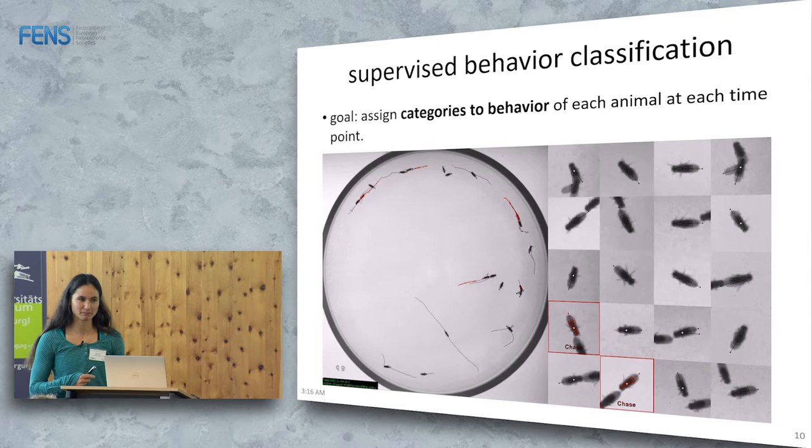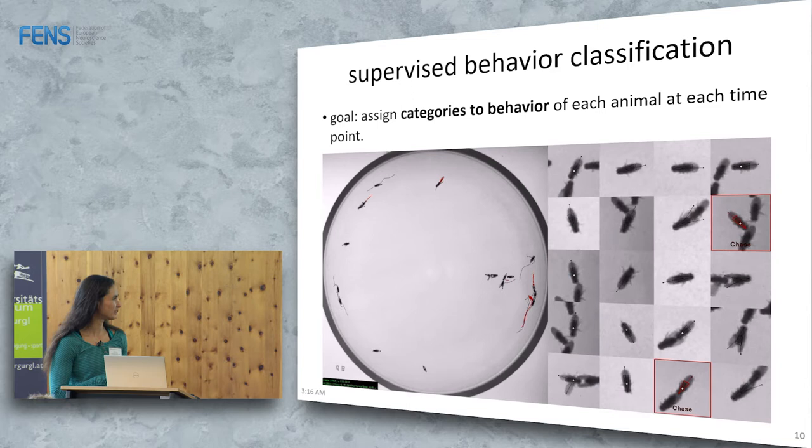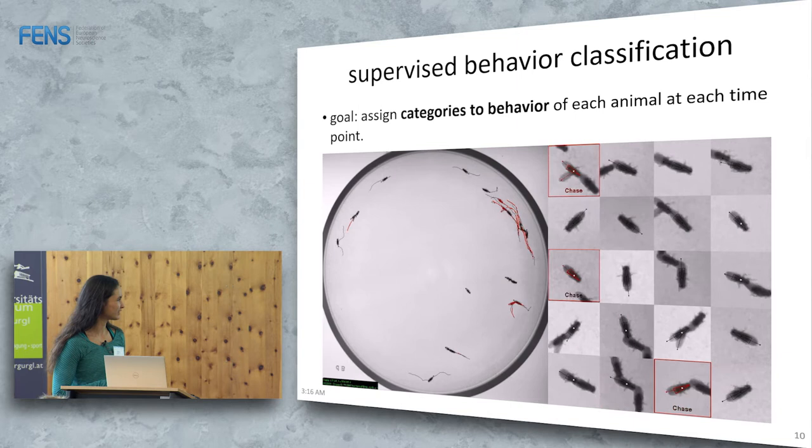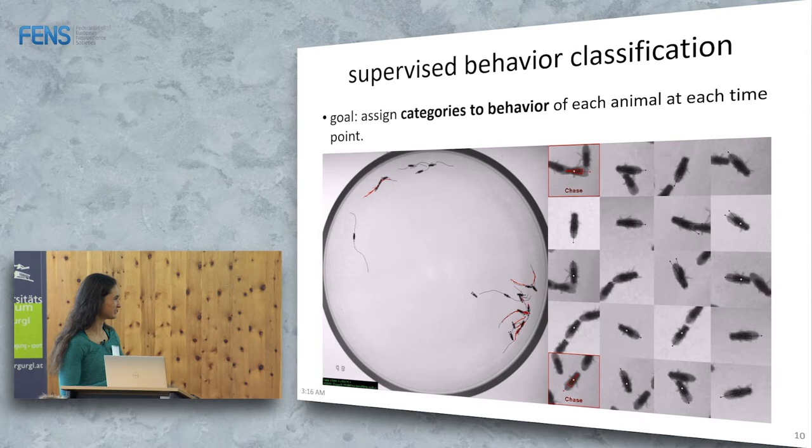And what it looks like, so these are 20 flies walking around in a dish. They're 10 male and 10 female flies. And what chasing looks like is the male fly will follow the female fly. Mice do this too. It's a pretty identifiable behavior.